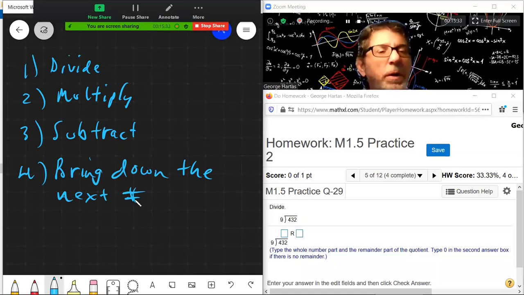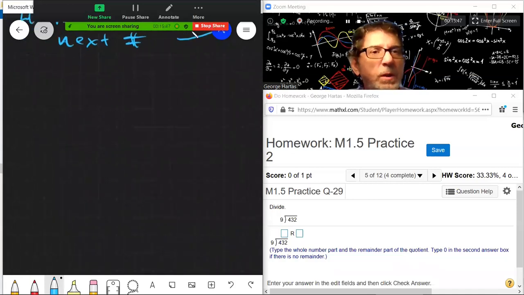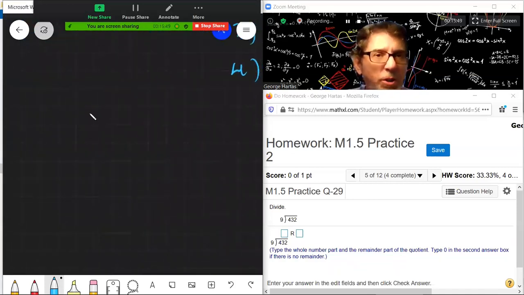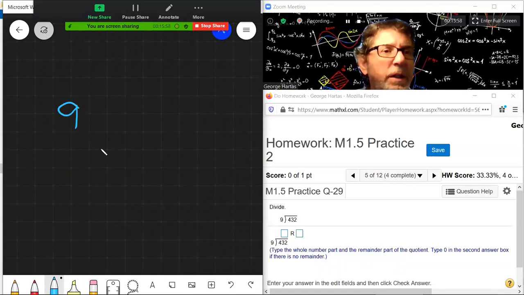Pound means number. When we get to step 4, we go right back up to the top. Divide, multiply, subtract, bring down the next number. That is the sequence of long division. And we just keep repeating that until we get our answer. All right, so let's try one here. 9 divided into 432.